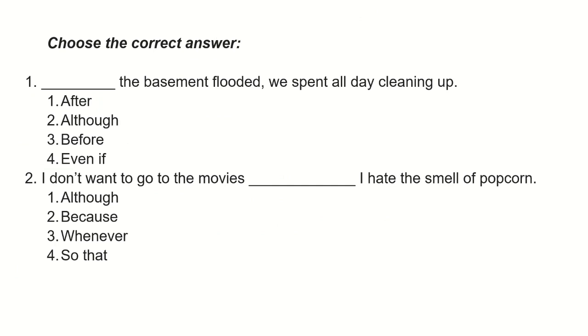Okay, let's practice now using different subordinating conjunctions. As long as also means whenever this action or this condition is in progress, a result will also be in progress. If this condition happens as long as this action happens, the result will also be happening.